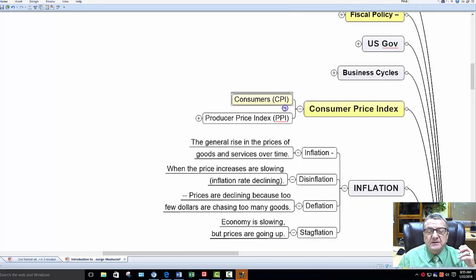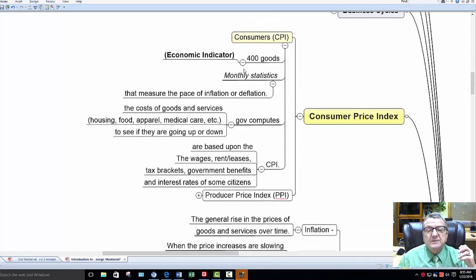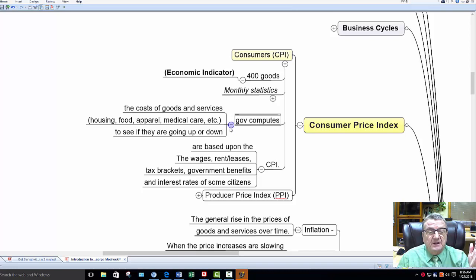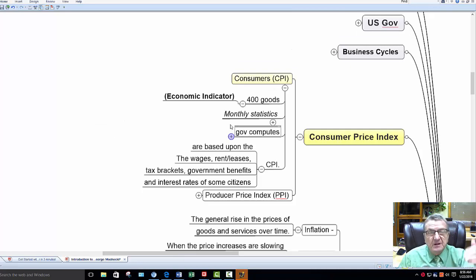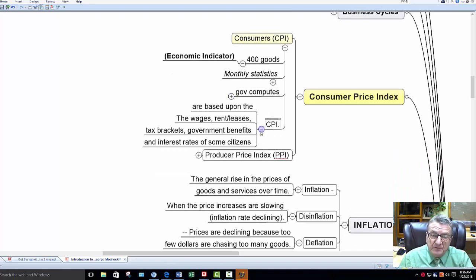Consumer price index. If I look at the consumer price index, it's basically looking at 400 goods. It's a good monthly indicator that measures the pace of inflation or deflation. It looks at things the government computes: food, medical. What's it going to cost me? What's the consumer price index for this area, this region? And we talked about how it makes a little difference. If I'm in New York, my CPI may be higher than if I'm in Kentucky or Tennessee. The cost of living is cheaper there.